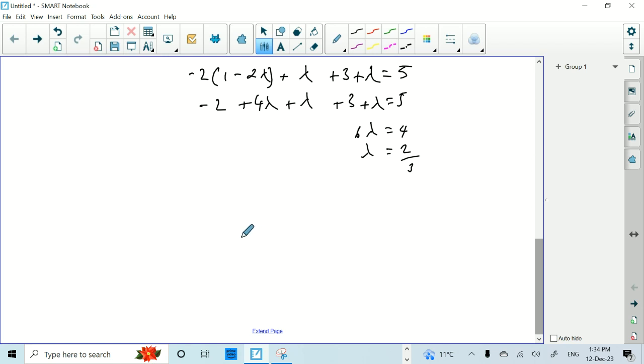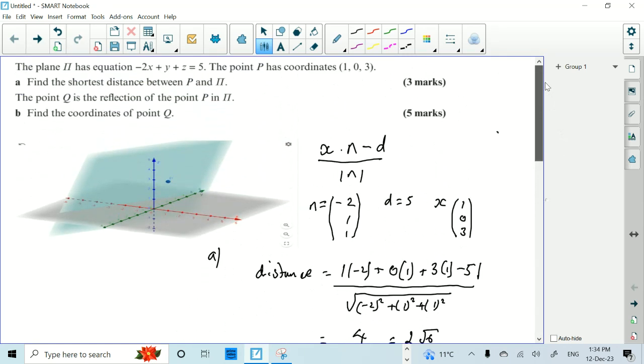Now I'm going to substitute that back into R is equal to A plus lambda B, and substitute the value of lambda in, but I've got to be careful because R is equal to A plus lambda B, where A is 1, 0, and 3, because that's our point, going back to the question, of course, that's our point P. It says the point Q is a reflection of the point P in the plane. Find the coordinates of the point Q.